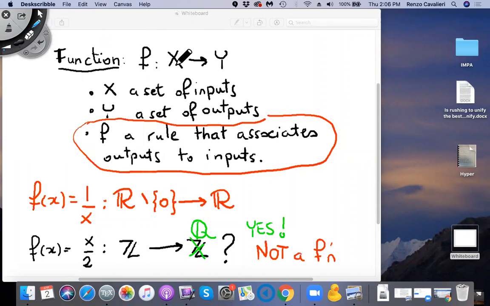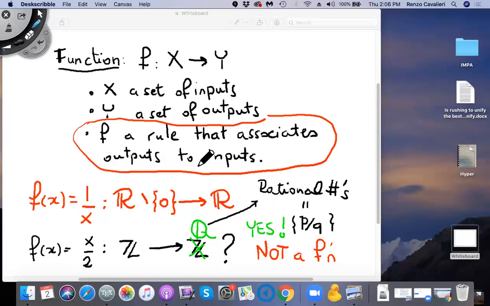What is the Q? Sorry, I'm late. What does the Q represent here? What does the Q mean? Oh, Q are rational numbers. Which are fractions, things of the form P over Q. So 1/2 is a rational number.